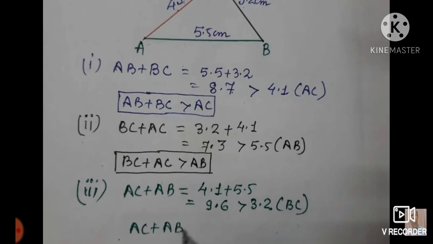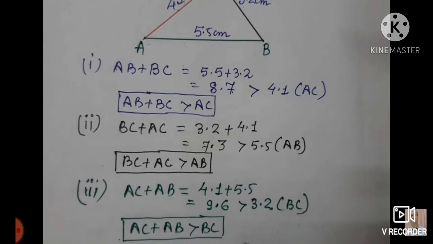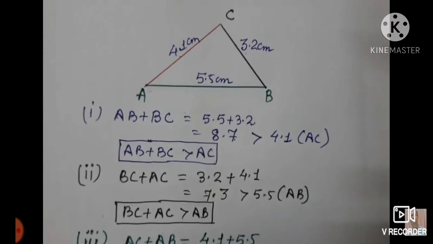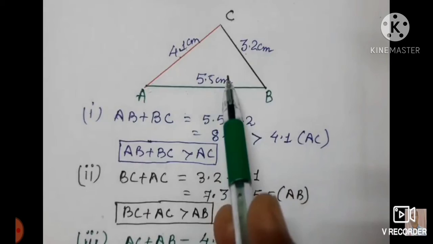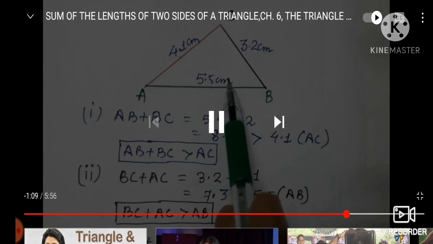So what we have done in this class is that the sum of the lengths of any two sides of a triangle is always greater than the third side of the triangle. Yes, this is the property. Go with this property using the examples.